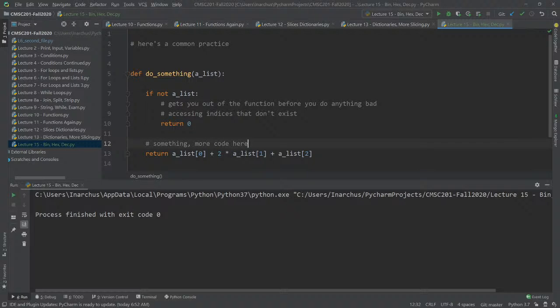Are you allowed to use not? Of course. Of course.